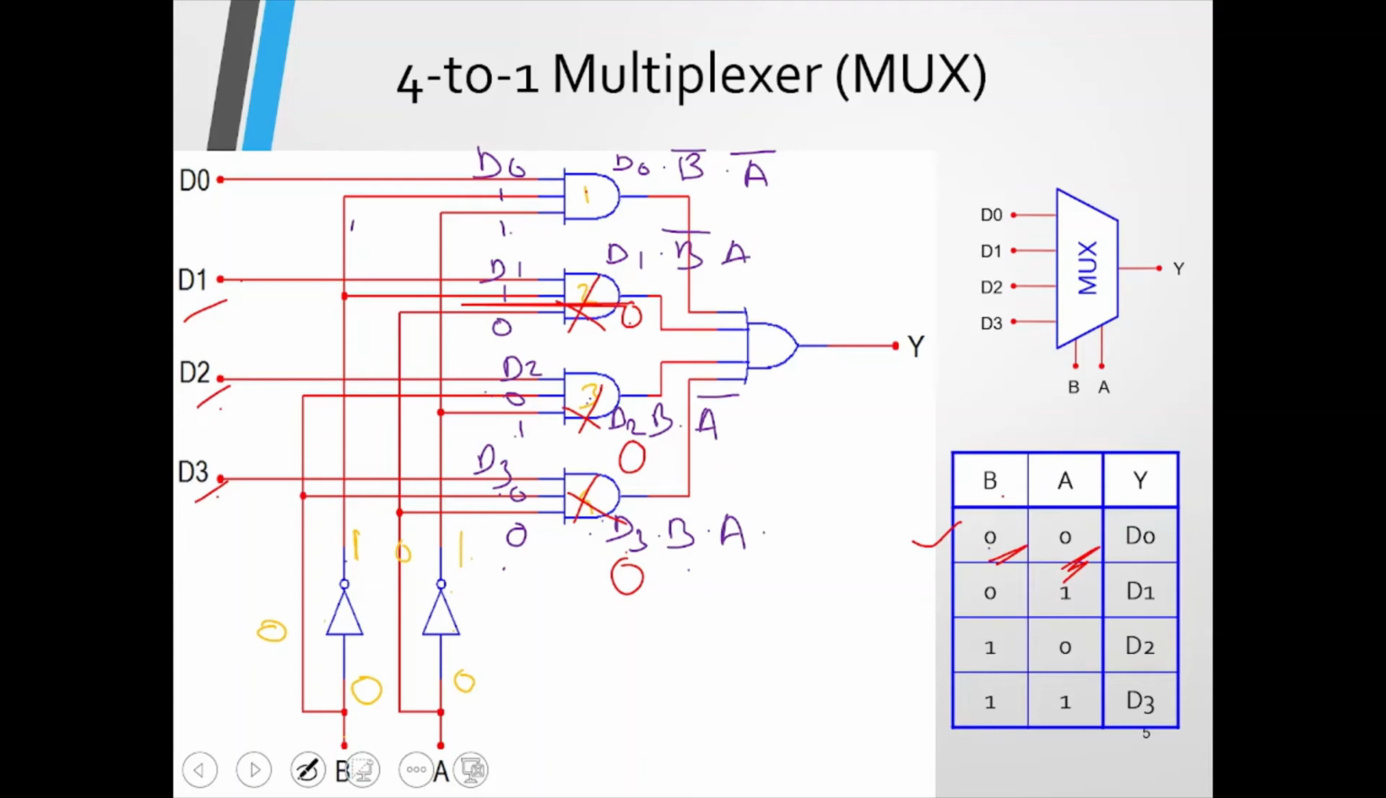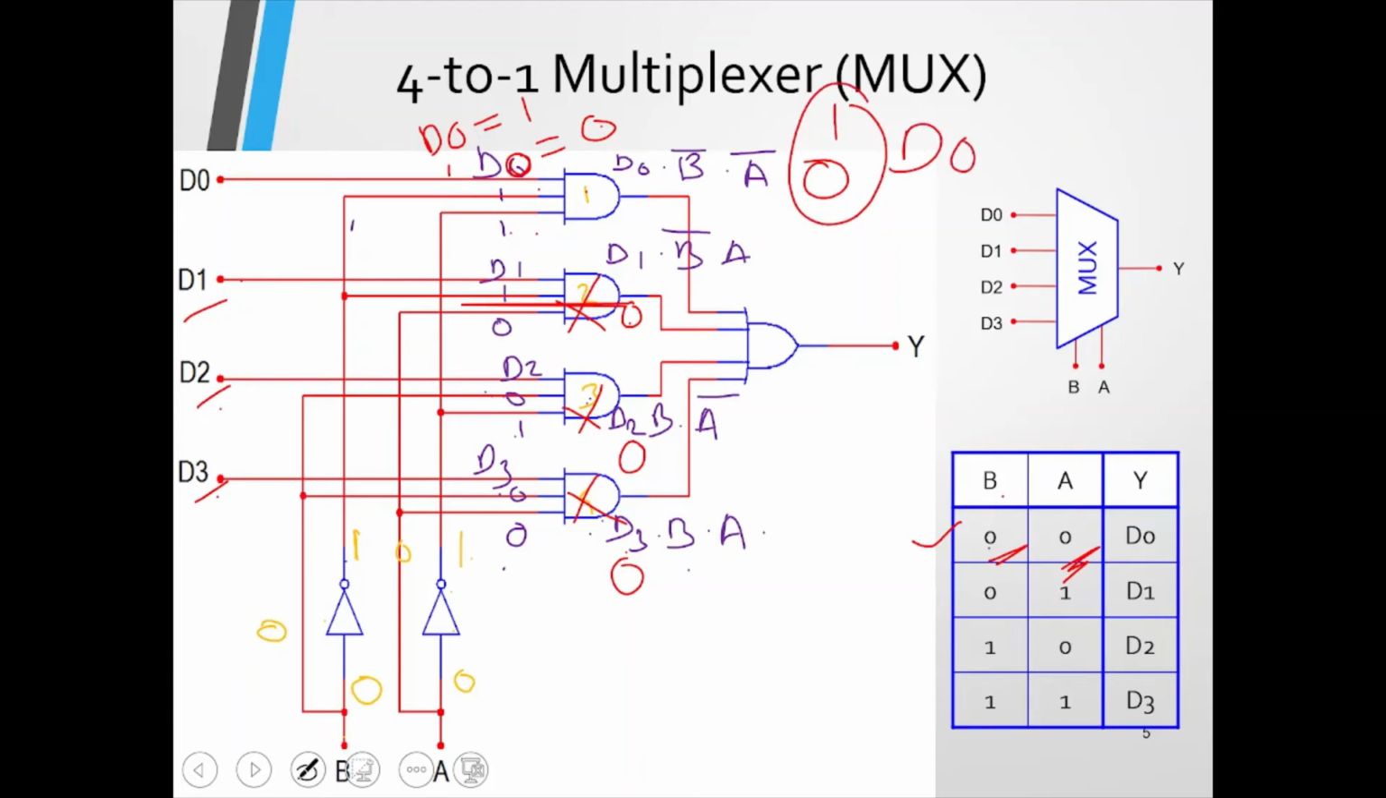Now depending on this input line, the output will change. Means if D0 is 0, then this is 0, this is 1, this is 1, so the output will be 0, right? Now if D0 is 1, if we have applied 1, then this will be 1 1 1, and in that case the output will be 1. So in both the cases you can see that it is same as D0.